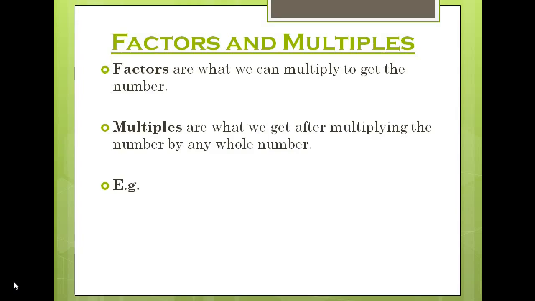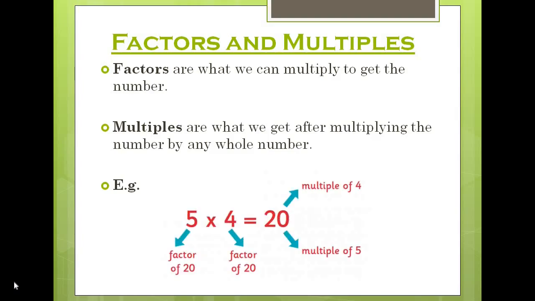So, can you see the difference? In the first line, we have written what we can multiply. And in the next, we are taking what we get. So, to make it more clear, you have to understand this. What you can multiply and what you get as a result will lead you to factors and multiples. Suppose we take one example.